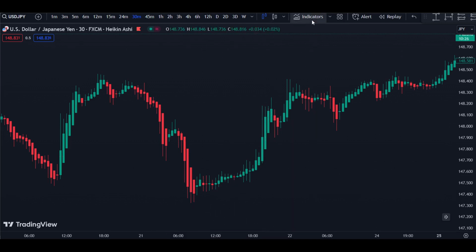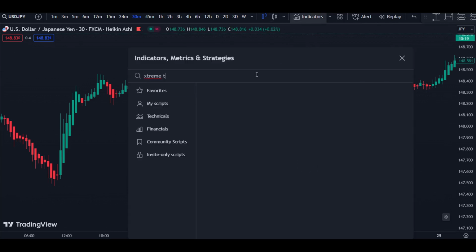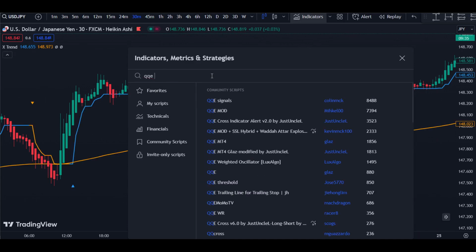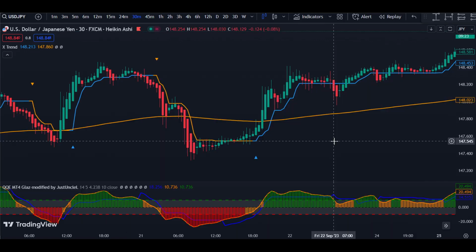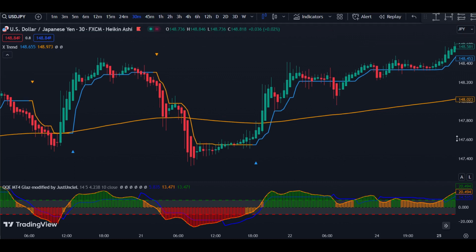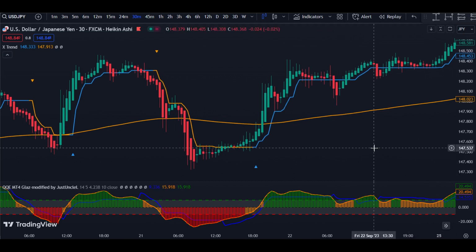So we're going to go up here and click on indicators. The very first indicator that we're going to be pulling up is the extreme trend. The second indicator that we'll be using is the QQE MT4 Glasmod. Alright, so we just got two indicators. So that means that the free version of TradingView should allow you to use this strategy.